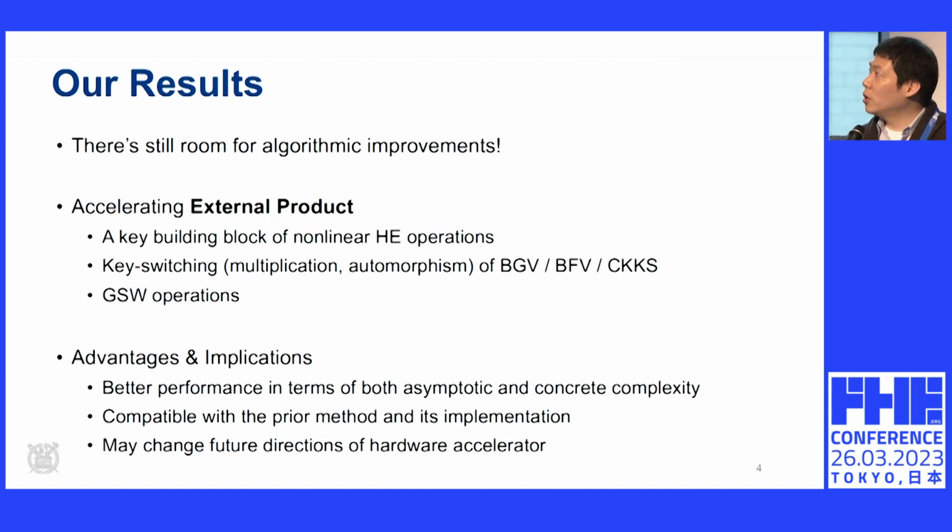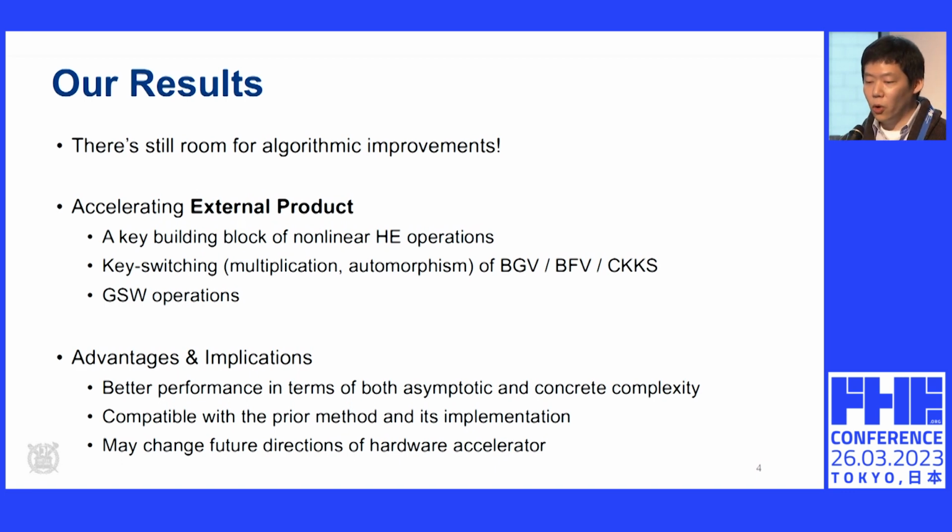So what I have done in this paper was to accelerate what's called the external product. This external product is a key building block of literally all nonlinear homomorphic encryption operations of various schemes. Especially, it is used in what's called key switching, and key switching is again used in homomorphic multiplication or automorphisms of BGV, FV, and CKKS schemes, and also a similar operation is used in GSW-like operations.